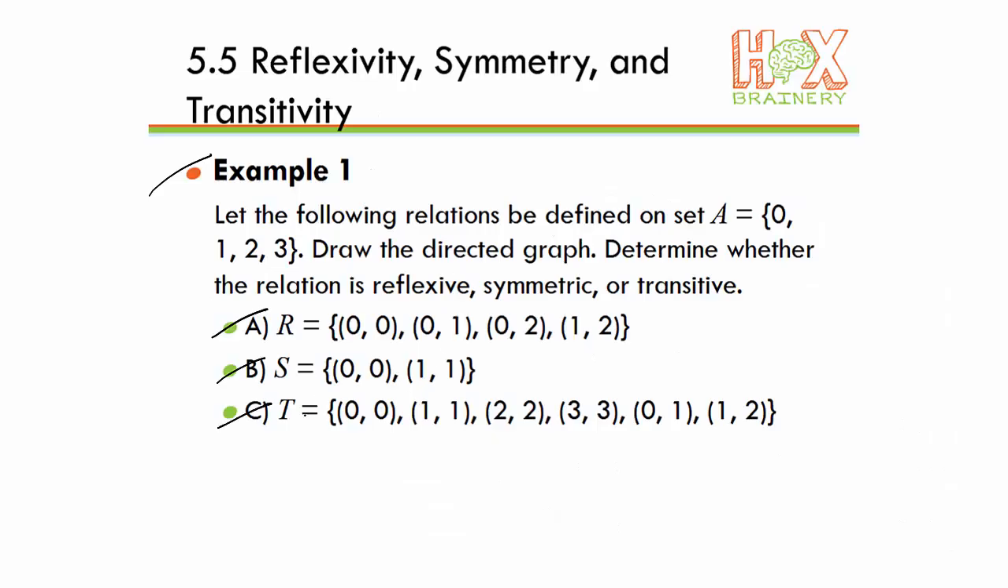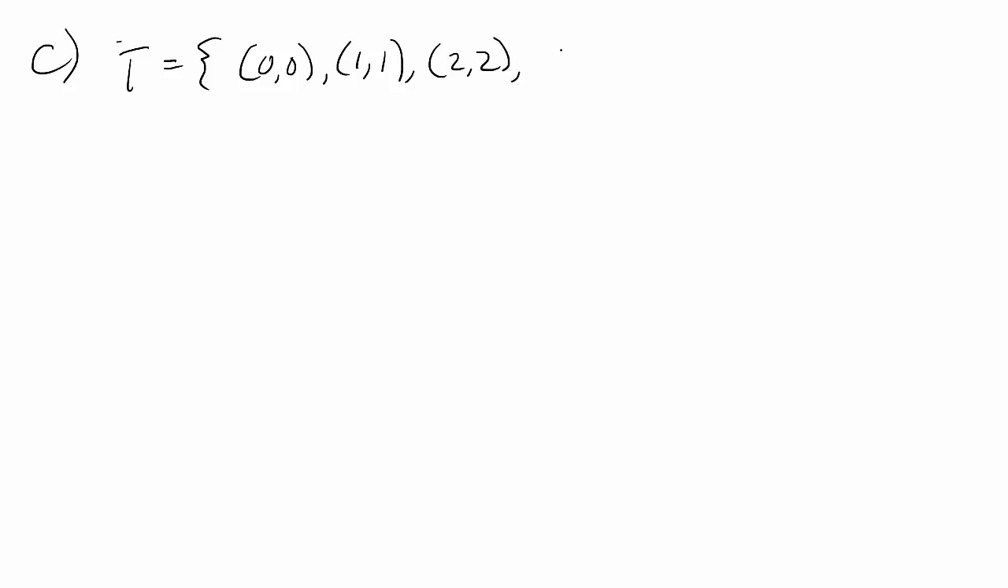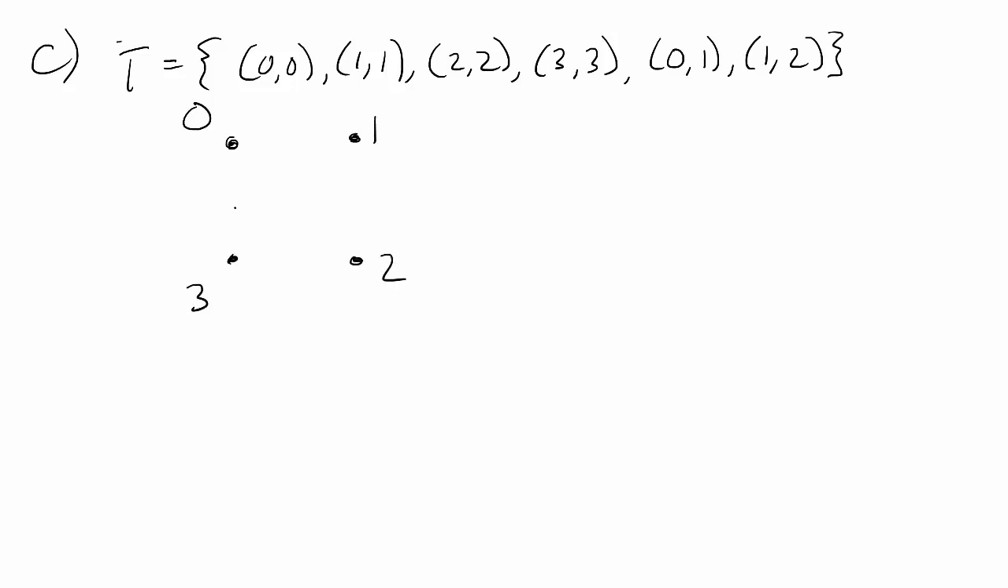All right, part C, we've got relation T. So T here has (0, 0), (1, 1), (2, 2), (3, 3), (0, 1), and (1, 2) in it. Okay, so we start with our graph. There's 0, 1, 2, 3. All right, 0 is related to 0, 1 is related to 1, 2 is related to 2, 3 is related to 3. Then we've got that 0 is related to 1, and 1 is related to 2. All right, so that's what our graph is looking like.